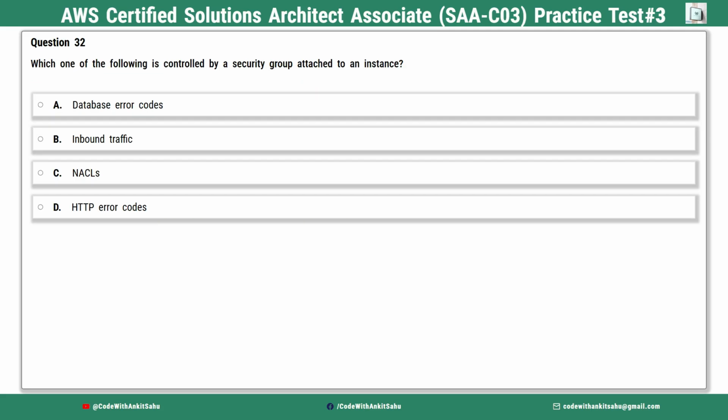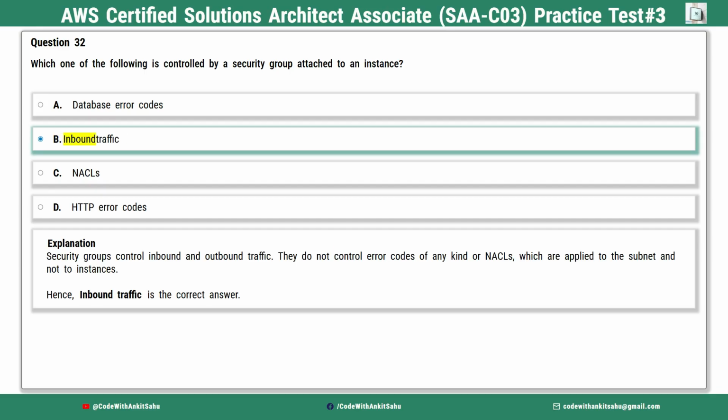Question 32. Which one of the following is controlled by a security group attached to an instance? Option A. Database error codes. Option B. Inbound traffic. Option C. NACLs. Option D. HTTP error codes.